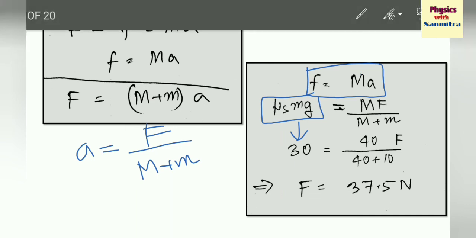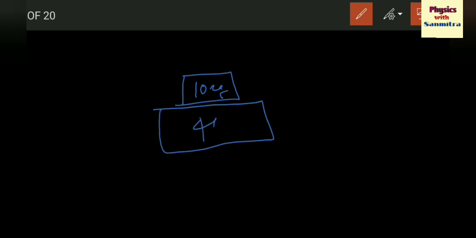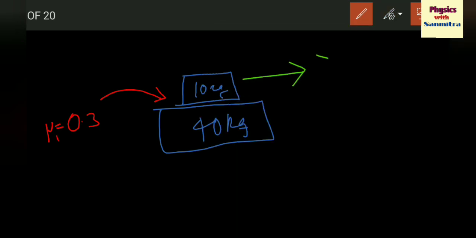So this problem could have been given in another way. Let me show you. Suppose they are giving this as 10 kg, and this as 40 kg. The same thing I will be looking at from a different angle. Here I will be giving mu is equal to 0.3, that is mu s. Now they will tell you we are applying a force of say 36 Newton. Find the value of friction acting between the two blocks. Now see, this 36 Newton is less than 37.5 Newton, so definitely these two blocks will not slip.